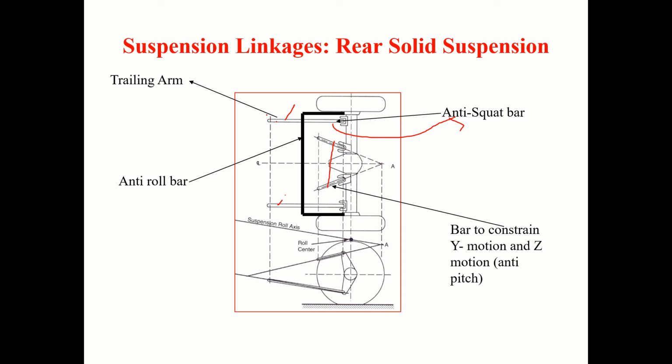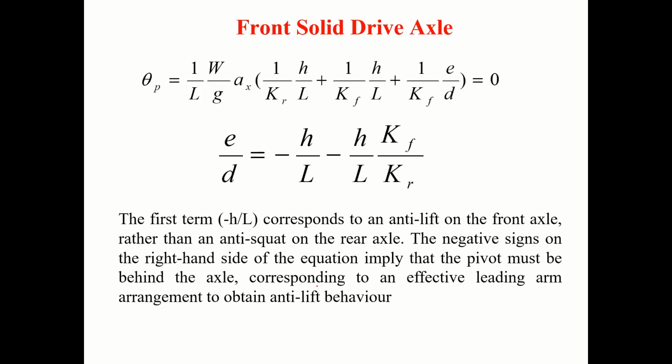Suppose I use only this, anti-squat is satisfied, but anti-pitch will not be satisfied. Sometimes you can also think of introducing more roll stiffness, then you can introduce an anti-roll bar also. Okay, this is how the suspension linkages will come into picture.